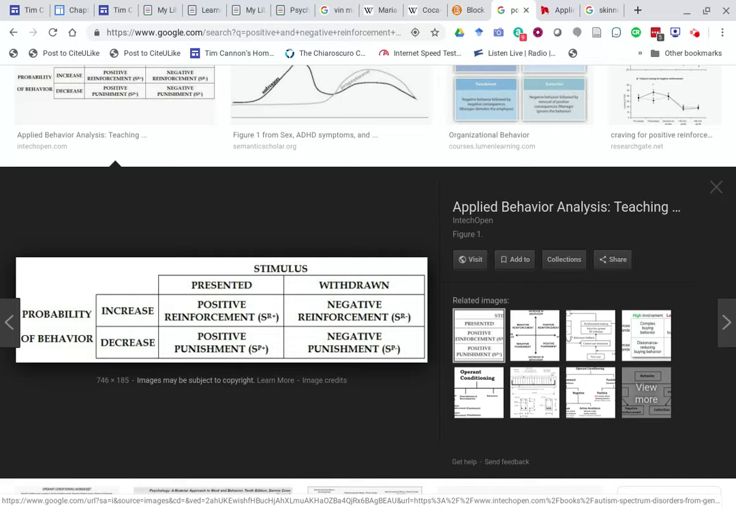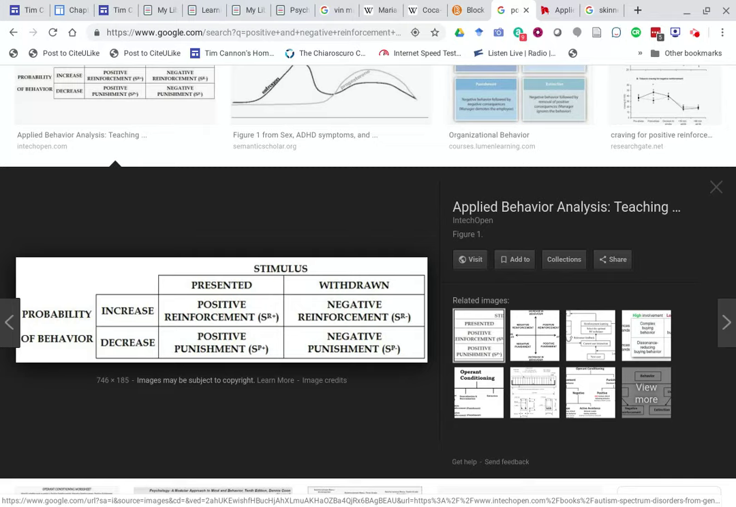And in terms of addiction, withdrawal symptoms are not pleasant. And if you take additional drug, contingent upon behavior, and that drug removes your withdrawal symptoms, that's negative reinforcement. So what is negative reinforcement? Contingent upon behavior, a stimulus is removed from the environment, withdrawn, and the probability behavior goes up, increases. Negative reinforcement.